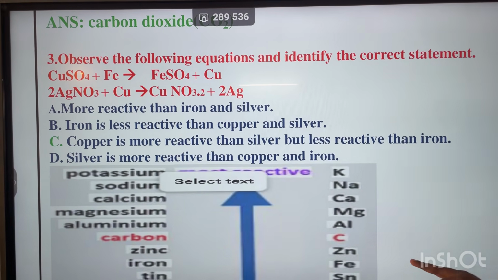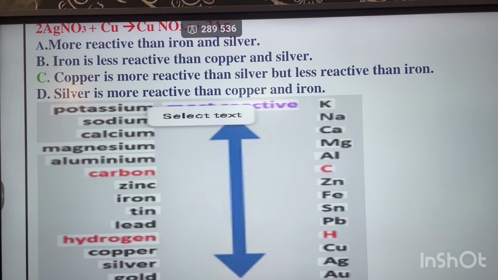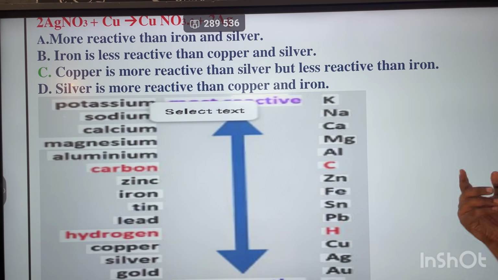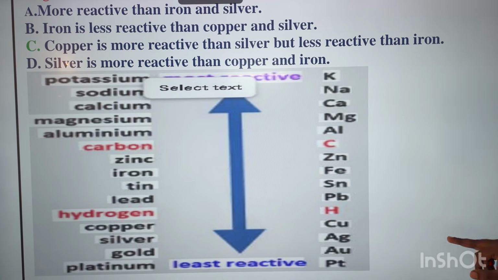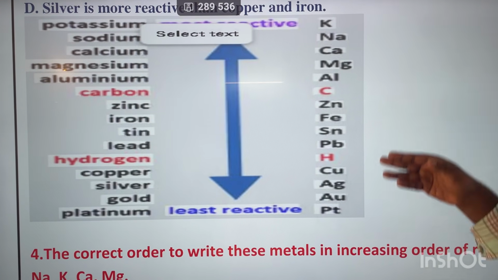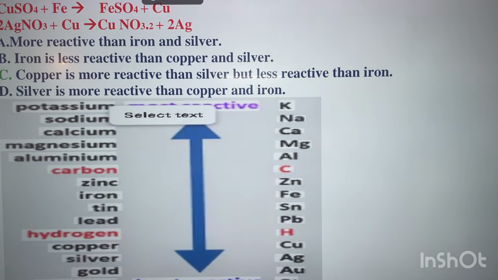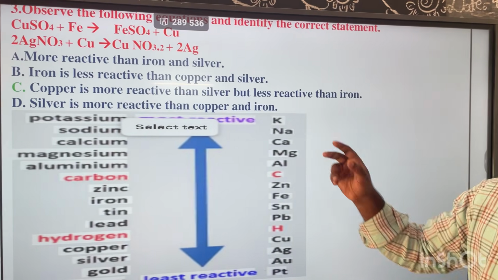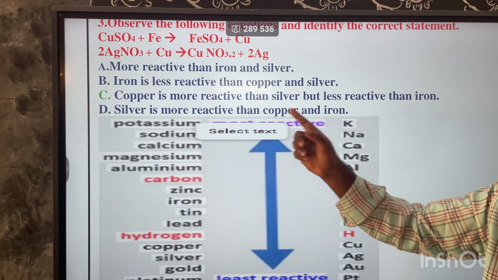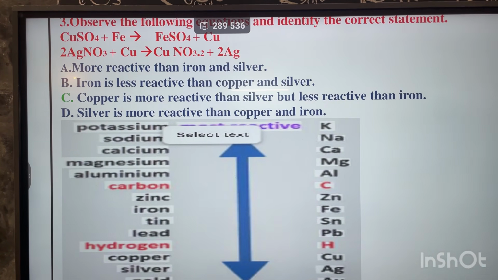Observe, this is mainly important for this type of question: the reactivity series of metals. Potassium, sodium, calcium, magnesium, aluminium, carbon, zinc, iron, tin, lead, hydrogen, copper. First we should know this reactivity series, then you can easily answer these questions. Here the answer is: copper is more reactive than silver but less reactive than iron.